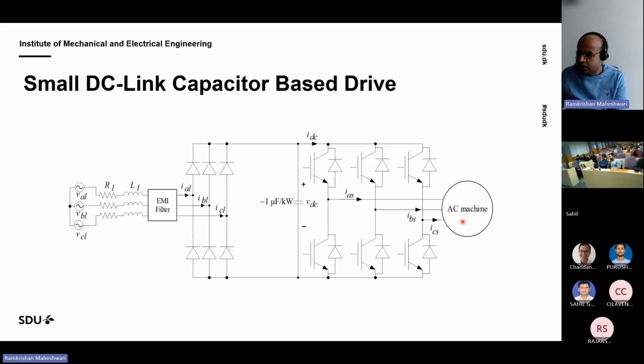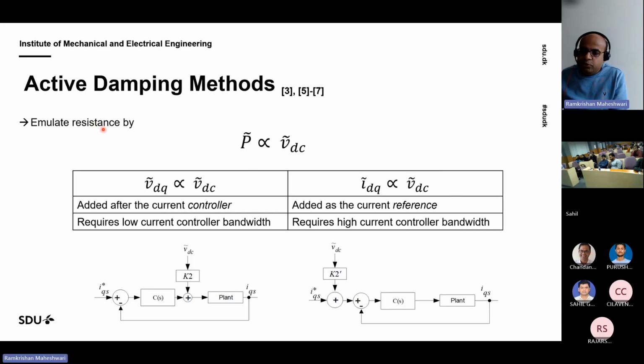flowing in the motor is proportional to DC link, proportional to D axis voltage and Q axis voltage and DQ axis current. So voltage and current. So we can emulate a high frequency resistance by changing the high frequency component of the power as a function of, or in proportion to, DC link voltage. It can be done in two ways.